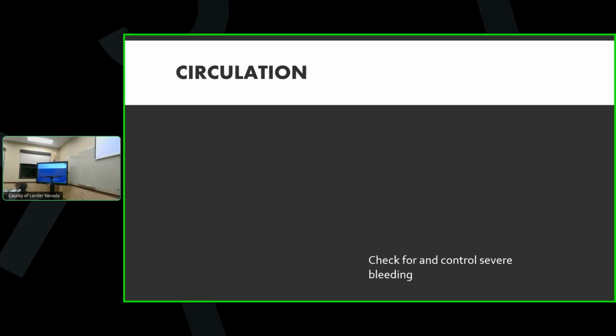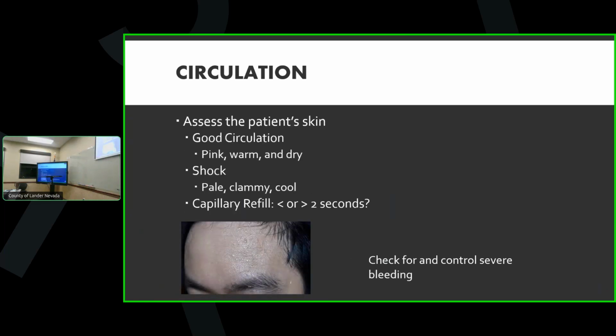All right, circulation. We're going to check and control severe bleeding. We're going to assess the patient's skin. This is part of our initial look assessment, but usually how this goes for me in a scenario-based, or even in real life, say Chaz is my patient, right? I'm going to walk up and say, hey buddy, how's it going today? Trash. Okay, his airway's open because he said trash.